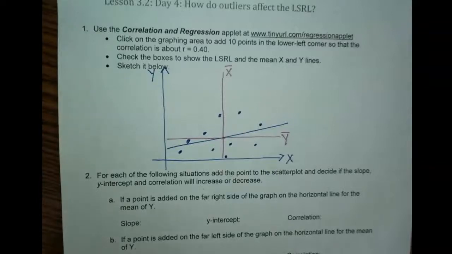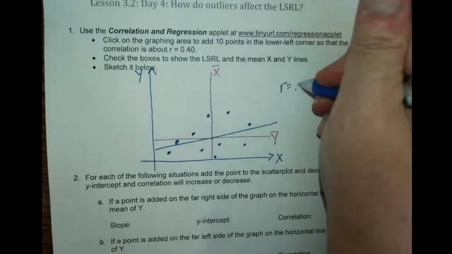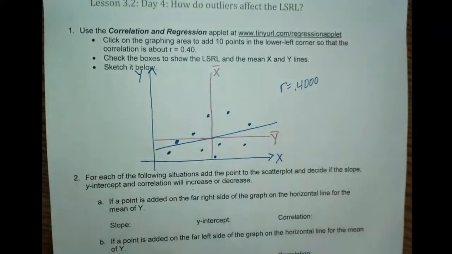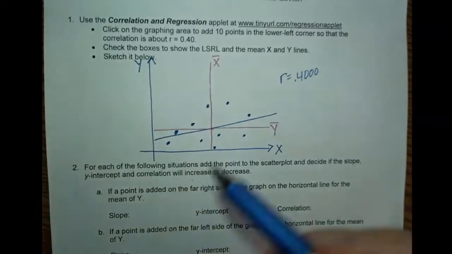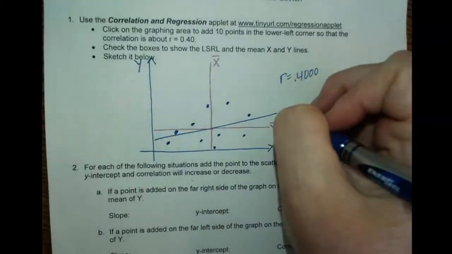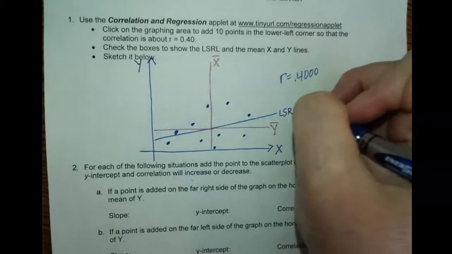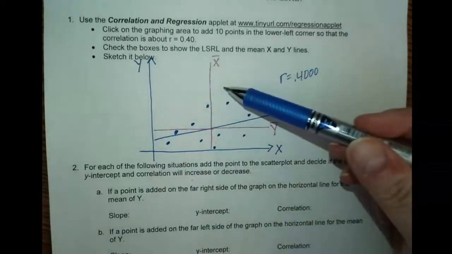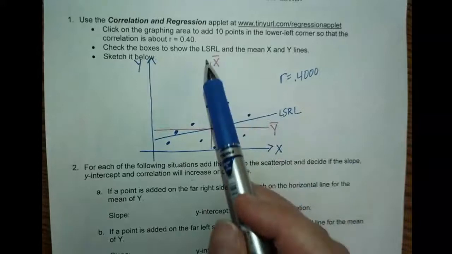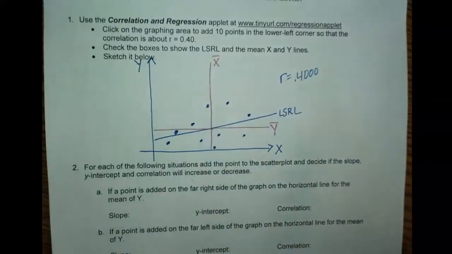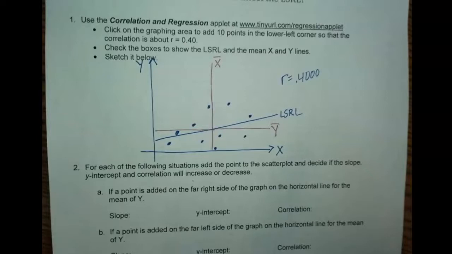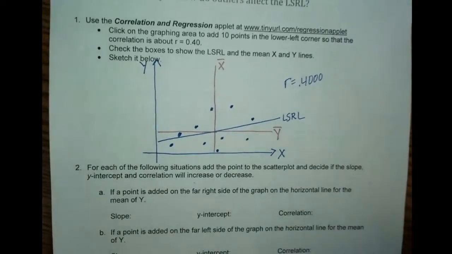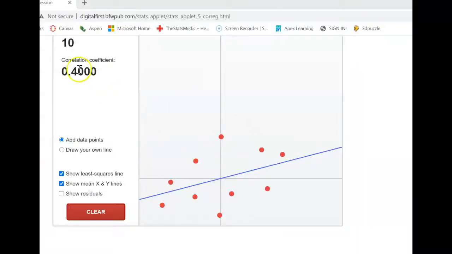Alright, so I added my 10 points and I actually got my correlation to be exactly 0.4000 by dragging some dots around. So I've sketched it below. I've sketched in my least square regression line, and I had clicked the box that showed me where X bar and Y bar were, and I put those in also so we could see them. So if you haven't done so for your plot, go ahead and do that now. Alright, so let's take a look. Here's my correlation. It's at 0.400.